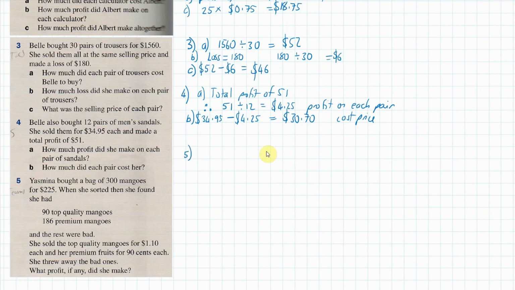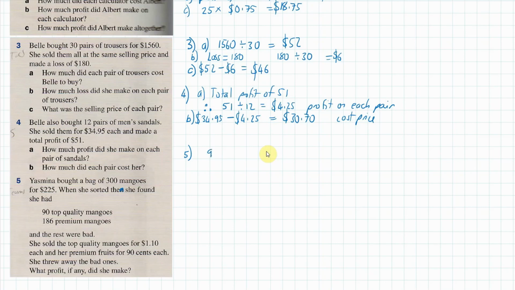Yasmina bought a bag of 300 mangoes for $225. Why did Yasmina buy 300 mangoes? I don't know. When she sorted them, she found she had 90 top quality mangoes, 186 premium mangoes, and the rest were bad. Okay, so it looks like we've got to see if she makes any profit here.